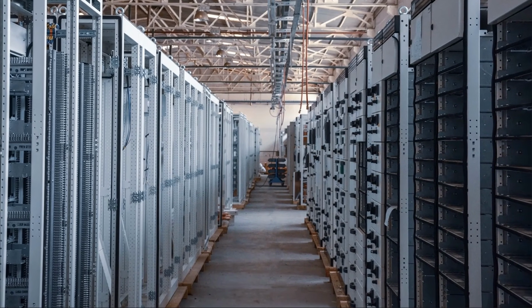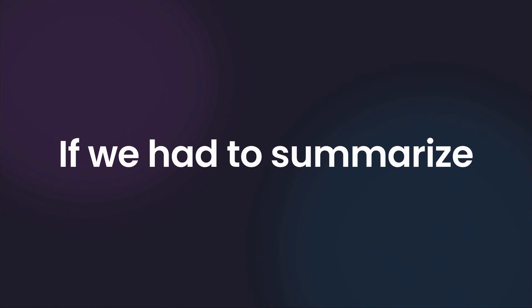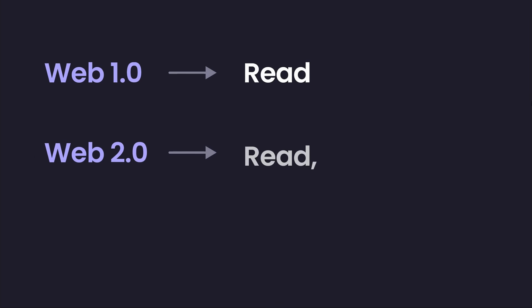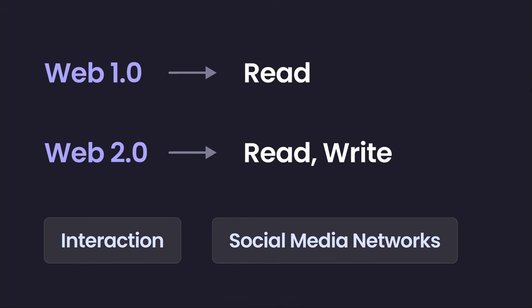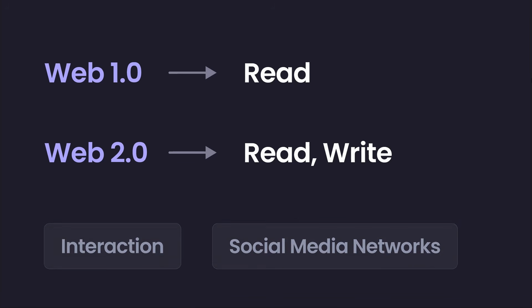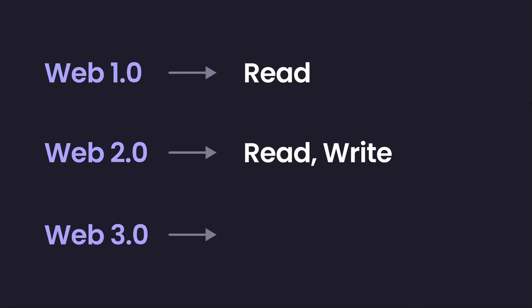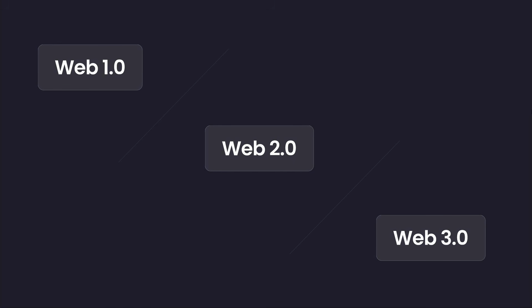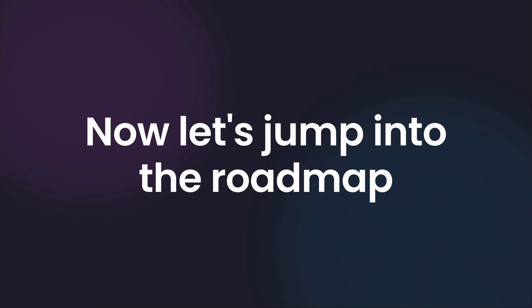In short, if we really had to summarize this and dumb this down, we could say that Web 1.0 was all about reading the content. It was just about consuming. Web 2.0 was about reading and writing, or rather about interaction, social media networks, and so on. But the data was owned by companies. In Web 3.0, we can read data, we can write data, but we also own the data. That's the whole point. Now that we understand these differences, let's jump straight to the roadmap.